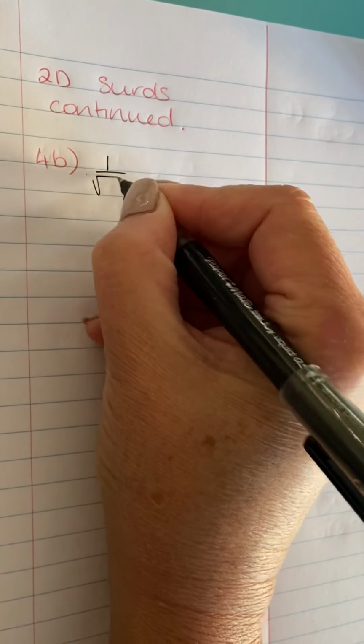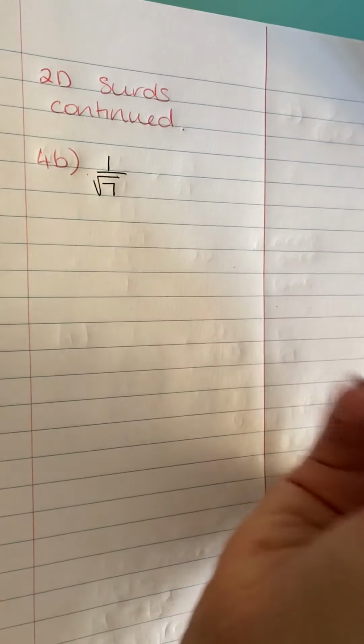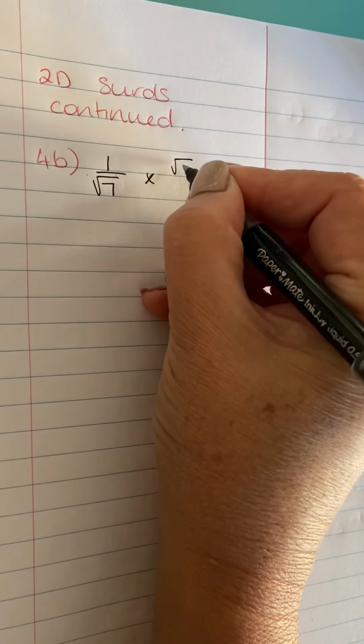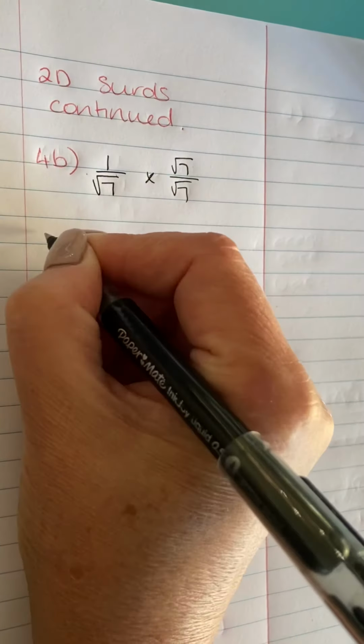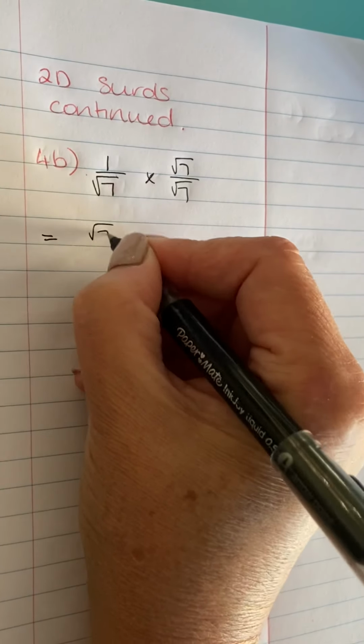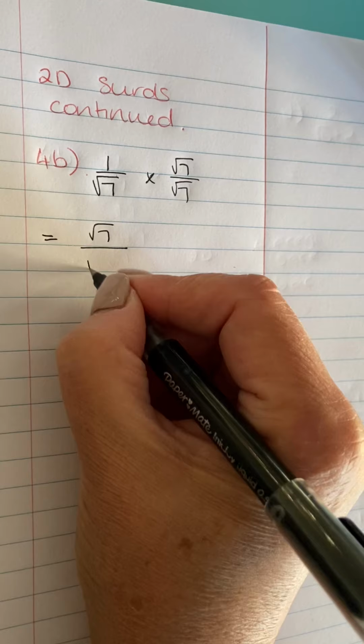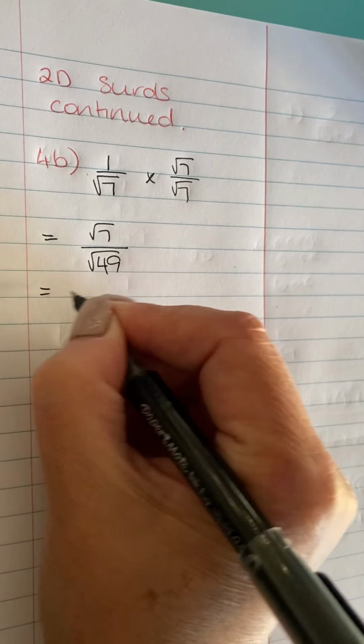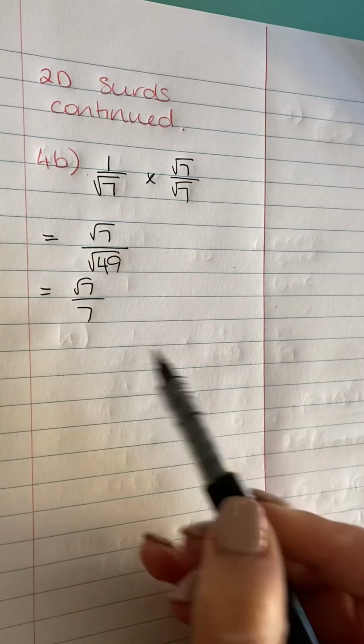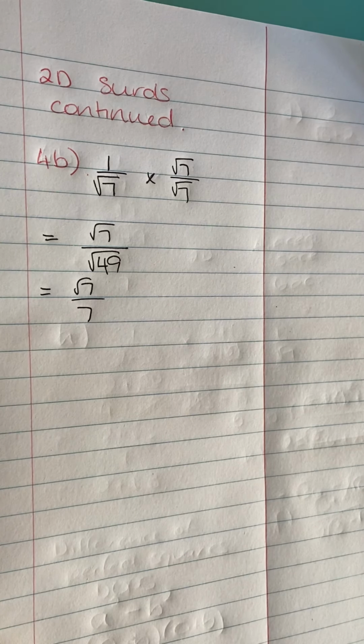So the equation is 1 on root 7. A rational denominator means it doesn't want a surd on the bottom. So what I'm going to do is multiply by root 7 over root 7. If I do that, I'll get root 7 on the top, and on the bottom I've got square root of 49, which we know is 7. So now you can see I've got a rational denominator. It's not a surd, and sometimes the technique is called rationalising the denominator.